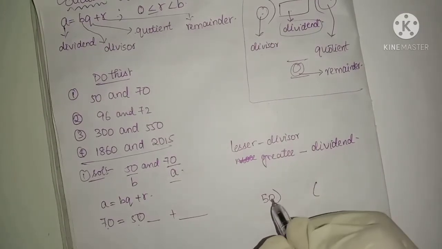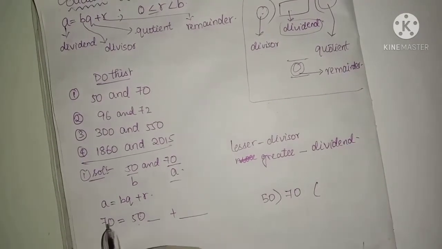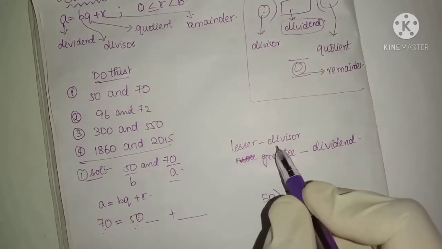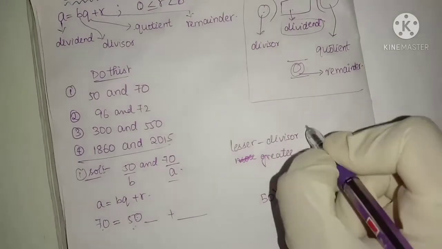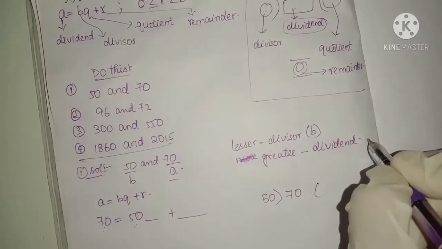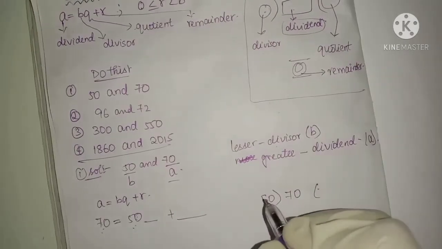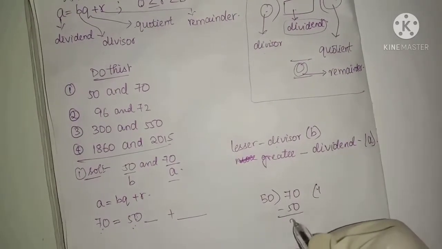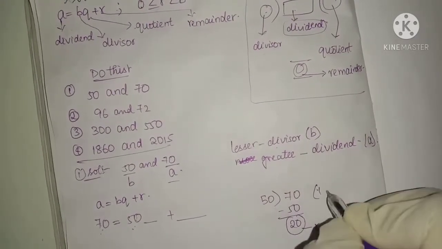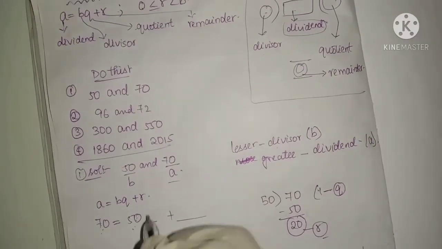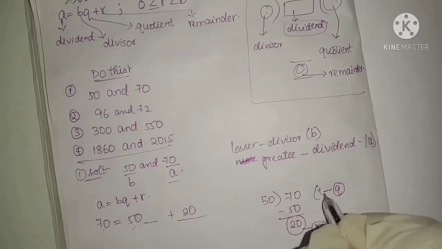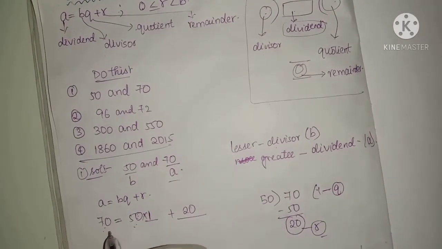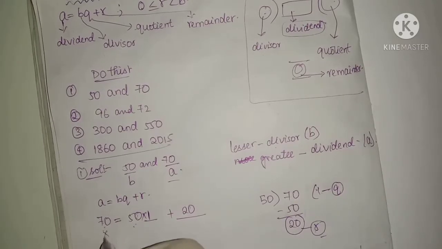Let us first divide 70 by 50. The lesser value is the divisor, B, and the greater value is the dividend, A. You know that 50 twos are 100, so we go for 50 ones, that is 50. 20 is the remainder, so this is R and this is Q. Substitute these values: R is 20 and Q is 1. Now we are done with the first step, so there is no need of this now.